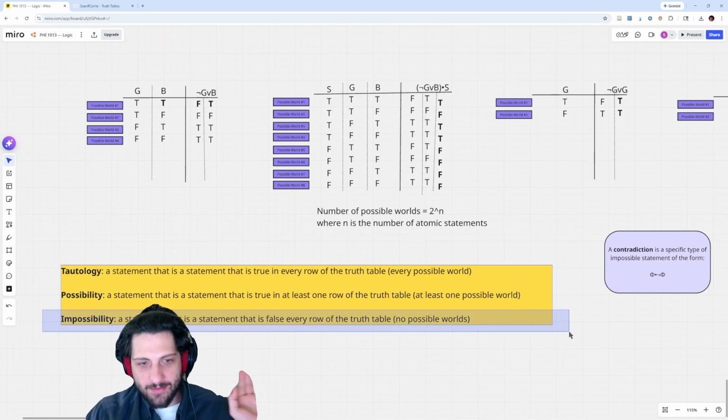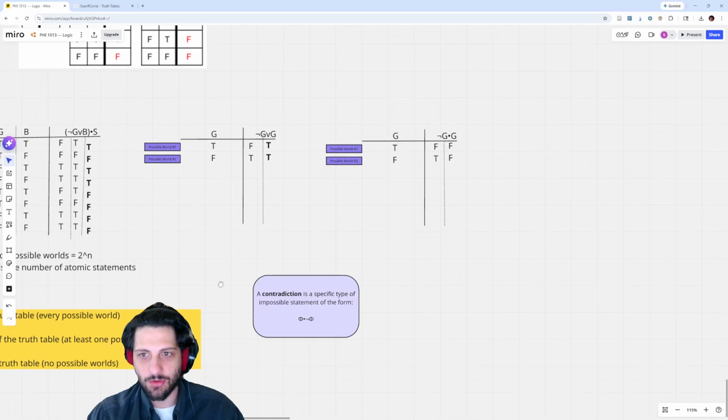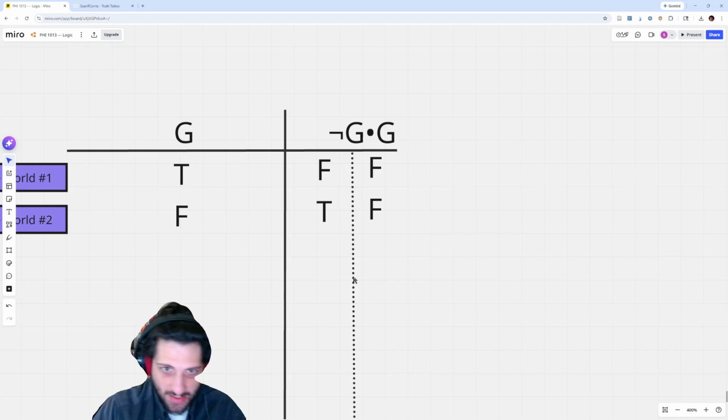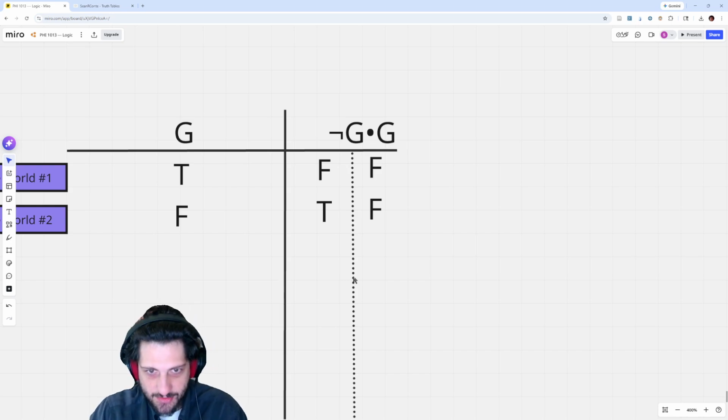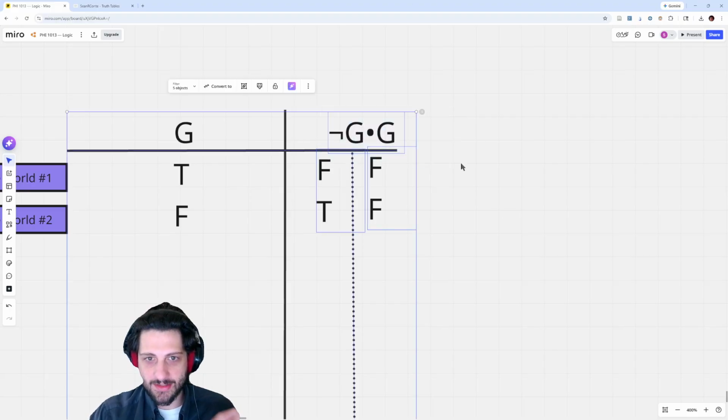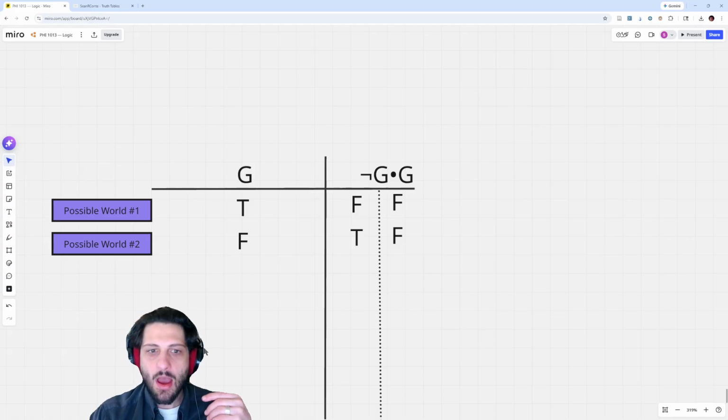On the complete flip side are impossibilities, right? These things that are just never true, right? So if I said, hey, Santa both exists and doesn't exist right now, right? Like there's no way I'm right. Because either Santa exists, in which case I was wrong to say that he doesn't exist, or Santa doesn't exist, in which case I was wrong to say that he does. But like I should never say just both things at once, right?